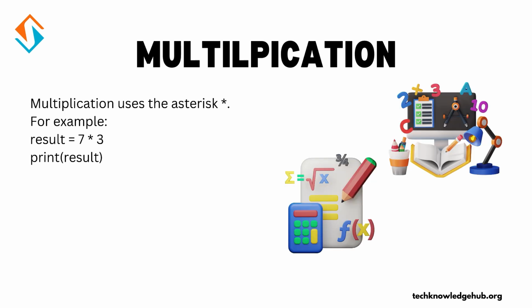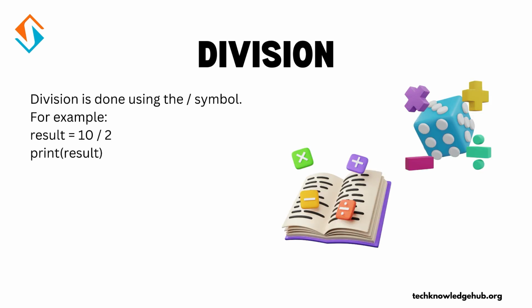Third is multiplication. Multiplication uses the asterisk. For example, result equal to 7 multiply 3 and then type print result. Fourth is division. Division is done using the slash symbol. Here's an example. Result equal to 10 divided by 2 and then type print result.